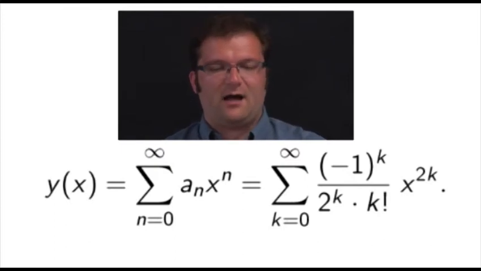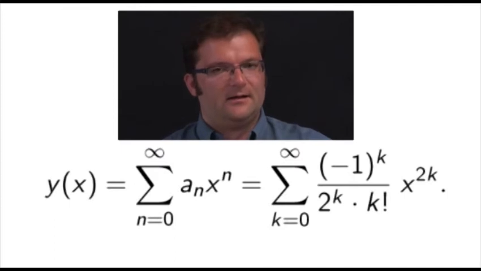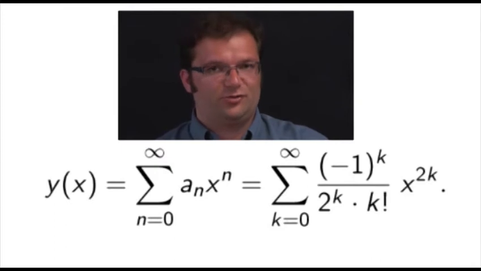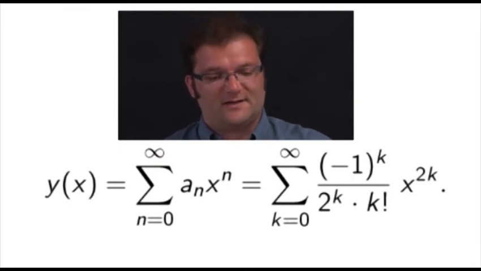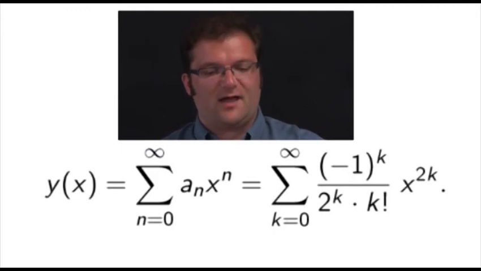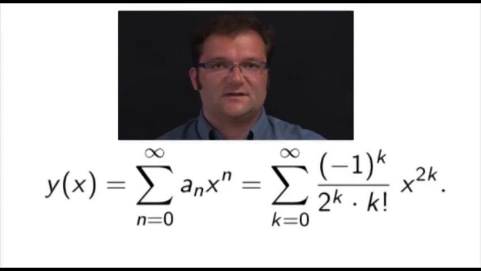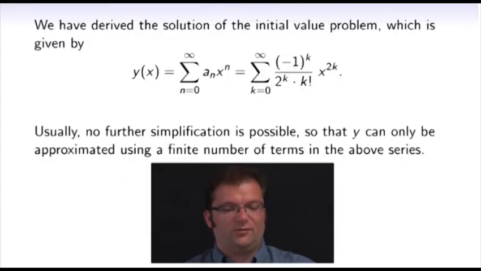So we can write our solution y of x as an infinite series, as a power series, sum of an x to the n, where n goes from 0 to infinity. Now, this series only contains even powers, so I set n equal to 2k again, which means I get a series where k runs from 0 to infinity, minus 1 to the k, divided by 2 to the k times k factorial, times x to the 2k. What do we do with this solution?